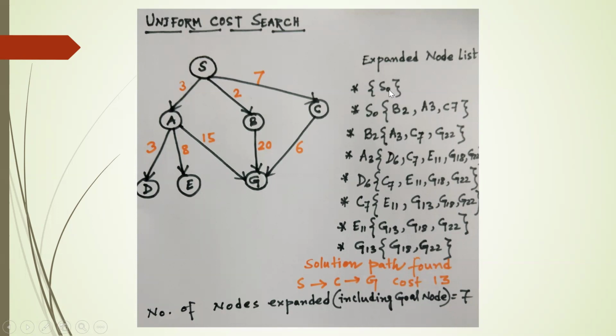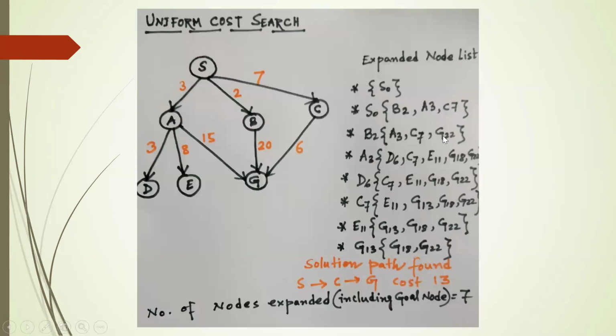Once a node is considered as visited, the children of that node are added here. What are the children of S? A, B, C. So the path costs are B2, A3, C7. Which one is lesser? B2 is the lesser one. So next I have to visit B2. What are the children of B? G is the child of B. So here we have to write the cumulative cost.